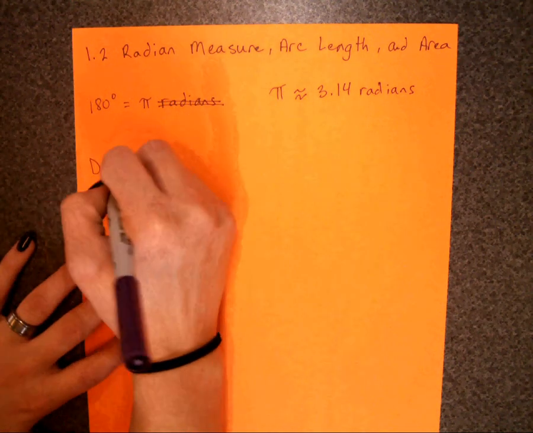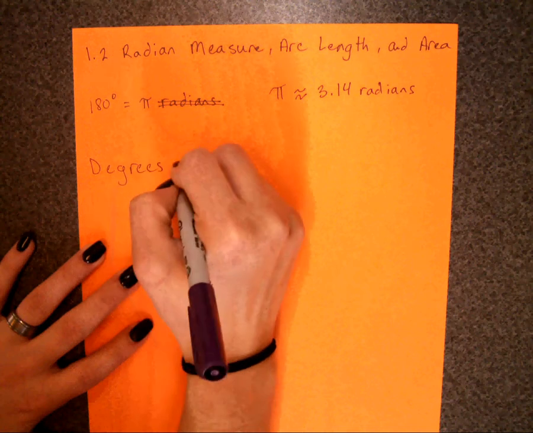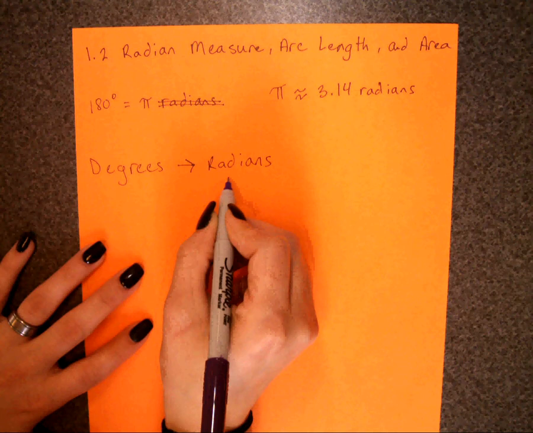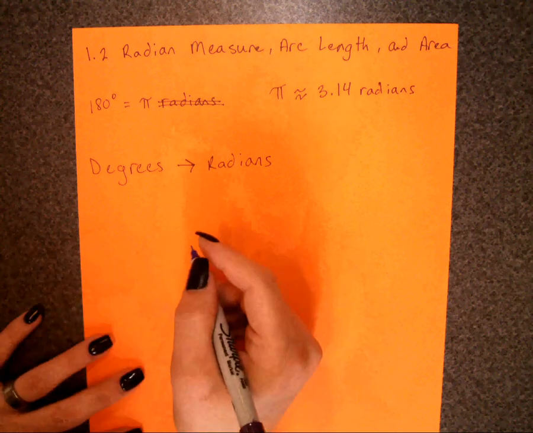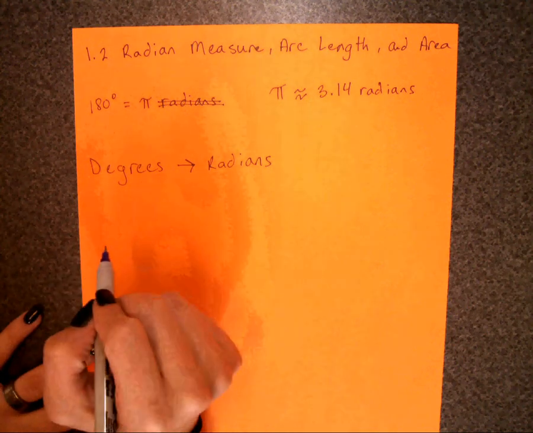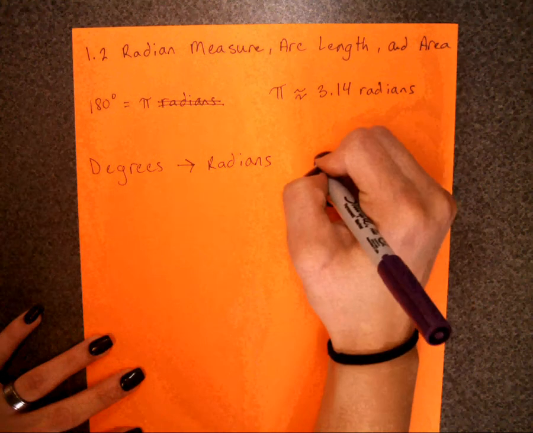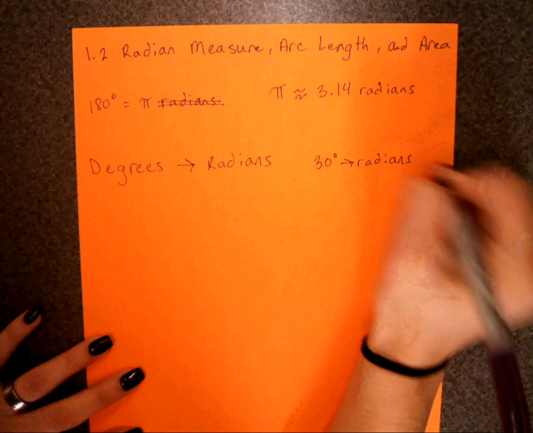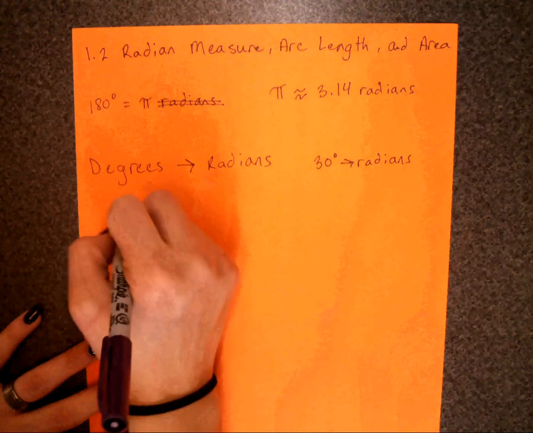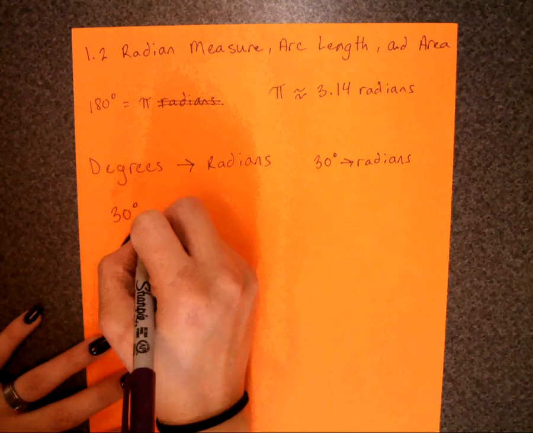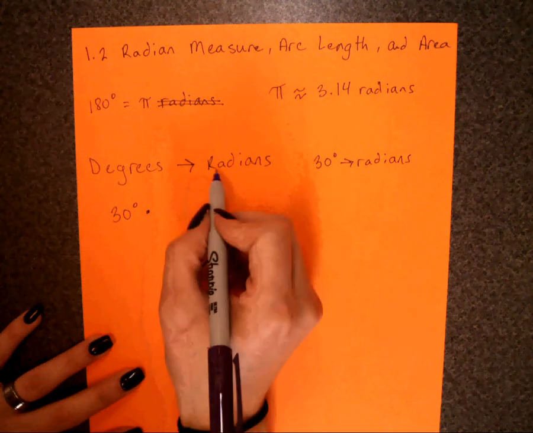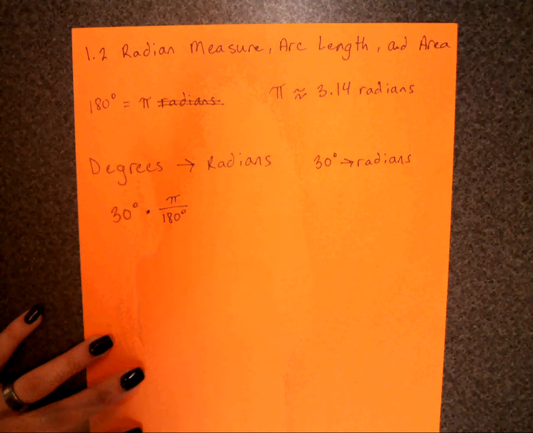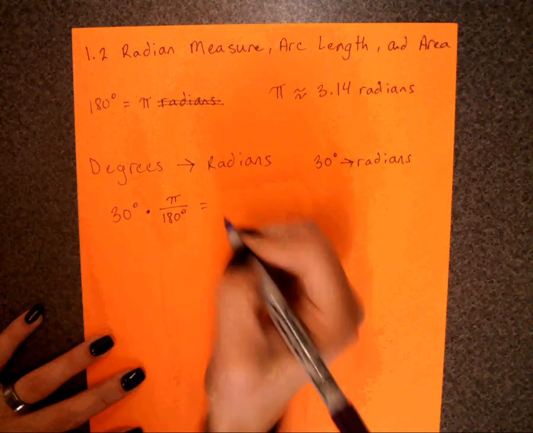So to go from degrees to radians, I'm wanting radians, so radians will be on top. Whatever our original degree measure is, let's say I want to convert 30 degrees to radians. I'm going to multiply my original angle, 30 degrees, times, since I want radians, I'm going to put radians on top, pi over 180 degrees.